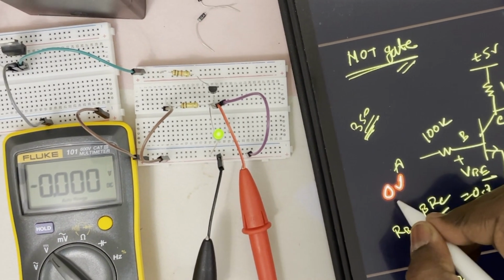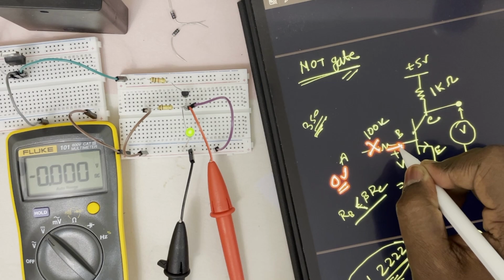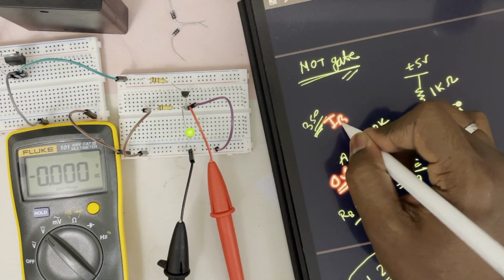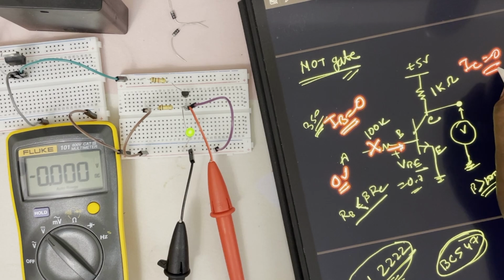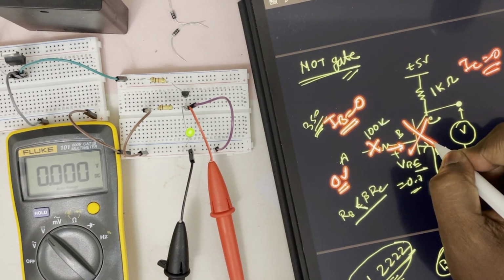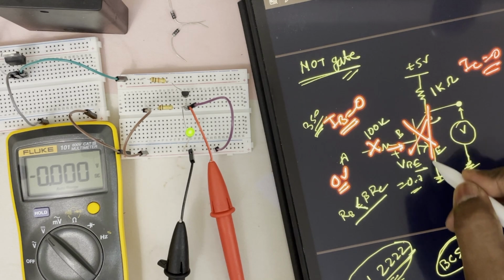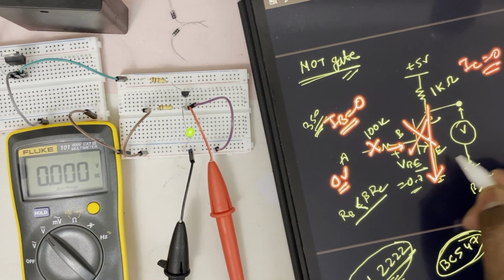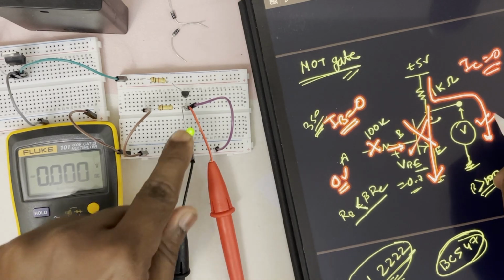If A is 0 volt, there is no current flowing through the base, right? That means IB is equal to 0. If IB is equal to 0, then IC is equal to 0. That means the transistor is turned off. As the transistor is turned off, there is no current flowing through the emitter. So the current will flow through the LED. That's why the LED is turned on.